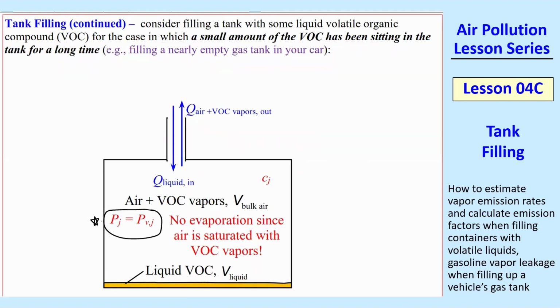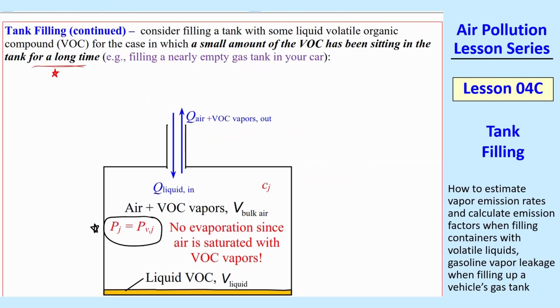So if we know it's been sitting there for a long time, if you're doing a homework problem or a quiz question and you see the words "for a long time," that's your key to know that this has been sitting around long enough for PJ to equal PVJ. If you just poured this stuff in, PJ will have to start from 0 and work itself up to PVJ, but that'll take some time depending on how fast the VOC evaporates.